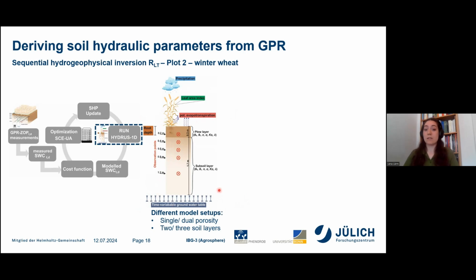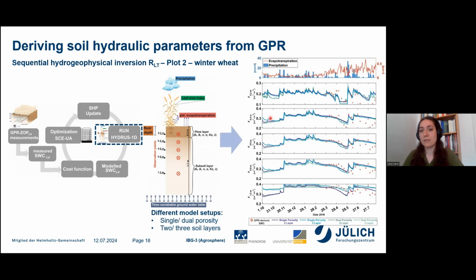So we used single and dual porosity, and we used an additional soil layer. So we have 2 and 3 layers. The results look like this. So the different colors here are the different model setups. These are the different depths. And as you can see, a visual comparison is not really possible. These red circles are our GPR measurements.